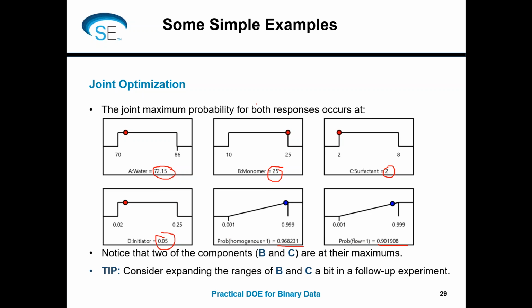90%. Now notice here how two of the components are at their extremes. So one thing you might want to do is, in a follow-up experiment, consider allowing monomer to go higher, and consider allowing surfactant to go lower.